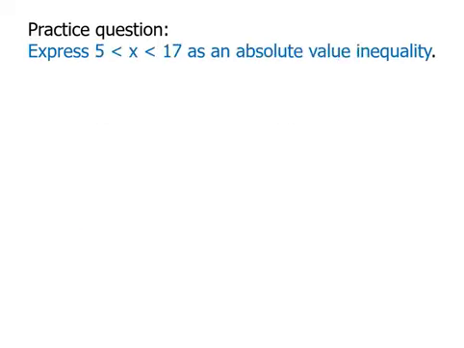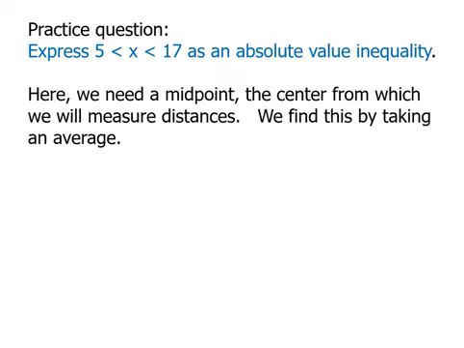Express this ordinary inequality, 5 is less than x is less than 17, as an absolute value inequality. So now going the other way. Well, let's talk this through. This is a bit tricky because notice that the absolute value inequalities are all about some center point and how far away you can be from that center point. And so the first thing we need to do if we're going to turn it into an absolute value inequality is find that center point. And the way we do that is we take the average.